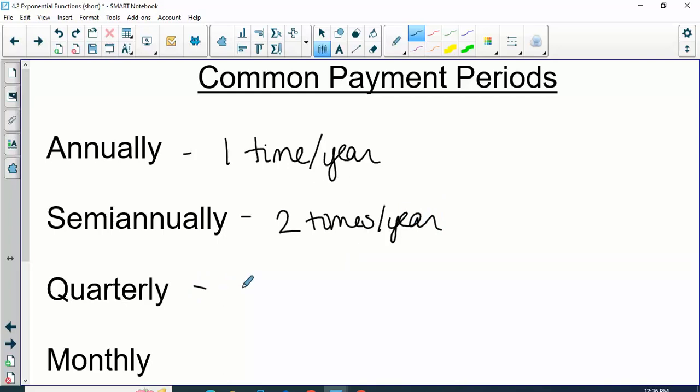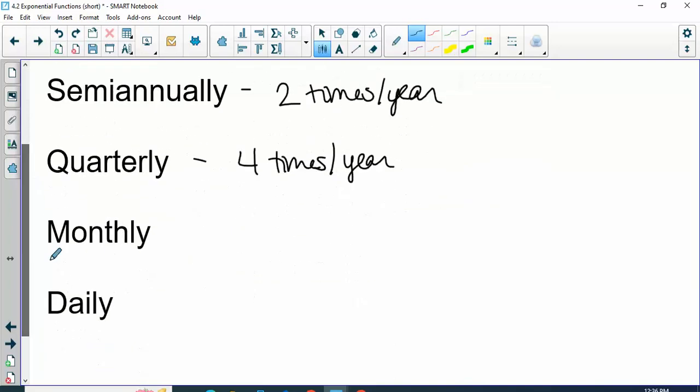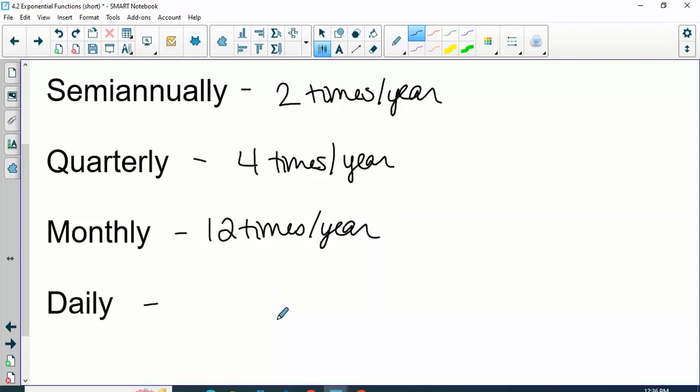What would quarterly be? Monthly? And this is one that nobody ever knows. How many... You'd be amazed at how many people don't know that. And we are excluding leap years on that. All right. So those are the different compound periods that I may talk about today.